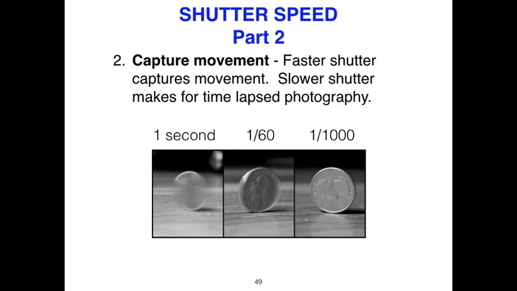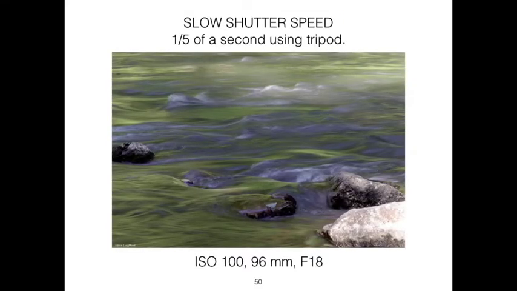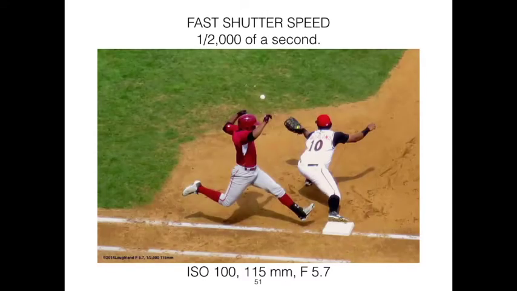The second purpose of the shutter is to capture movement, either to make it stand still or to soften or blur the image to give the feeling of motion. In this example, a slow shutter speed has softened the flow of water. Here we used a fast shutter speed, which has captured the movement of the runner, baseman, and the speeding ball.